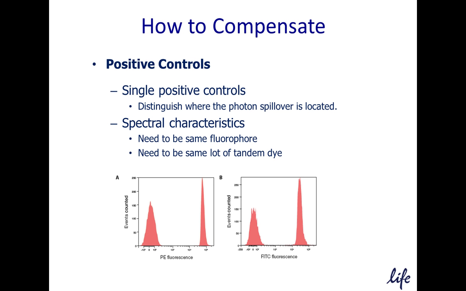For example, APC and Alexa Fluor 647 are two fluorophores that are collected in the same detector, but the spectra of the two are different and will produce different compensation values. If you're using a tandem dye, it's recommended to use the exact same lot of tandem due to the variability of making the tandem itself. Different lots of tandems can produce different compensation values.